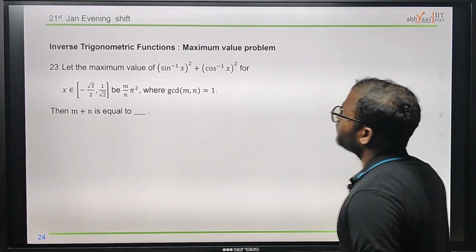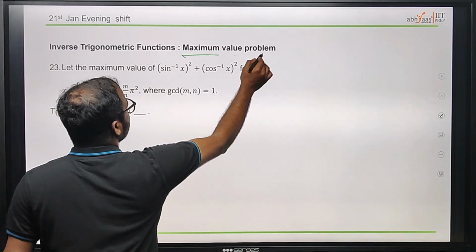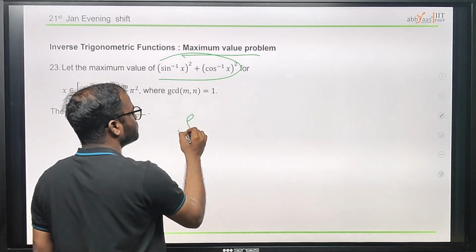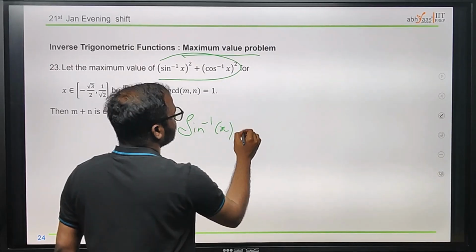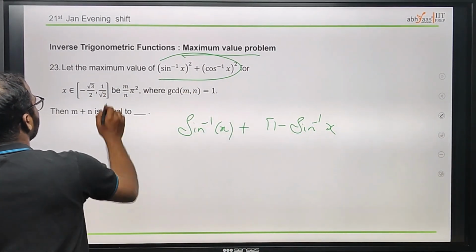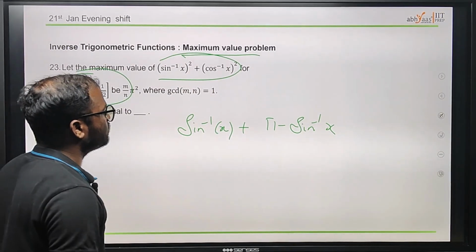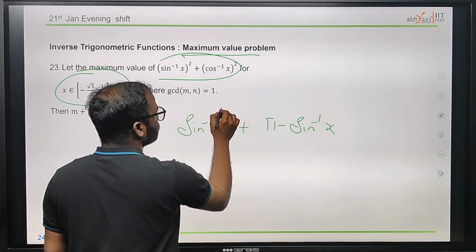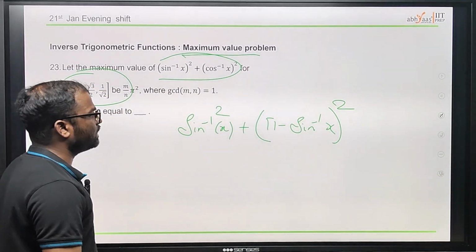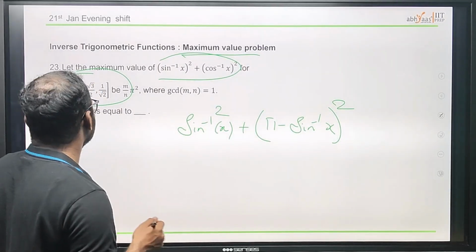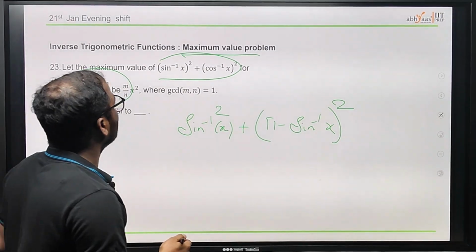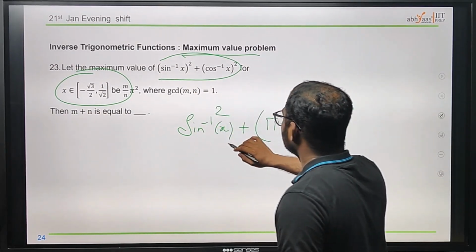Next, we have the inverse trigonometric function maximum value question. They gave one expression here; just make it into a similar relation, which is sine inverse of x plus pi minus sine inverse of x, for the given interval. We need to solve this whole square and this one also whole square. After doing that, we will have a quadratic situation, and we can make it into the same relations, and then easily solve it.